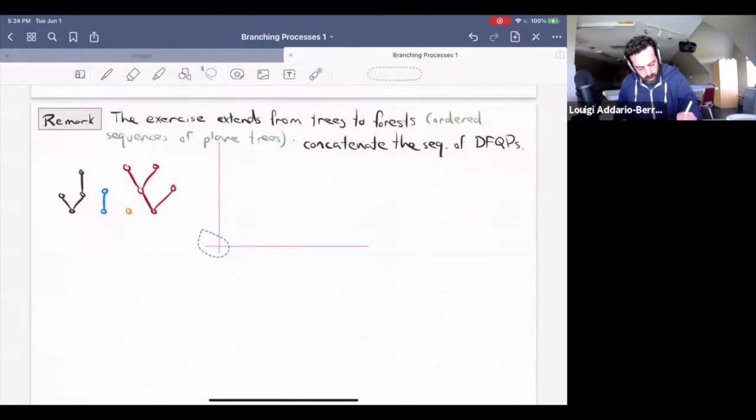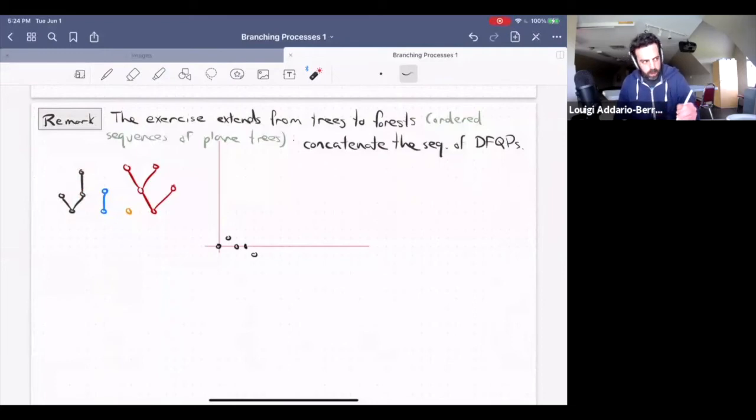Let's draw their depth first queue processes in order. So the first one starts at zero, goes up to one, then it goes back down to zero, then it stays at zero, then it goes down to minus one, right? We go up one, down one, zero, down one.